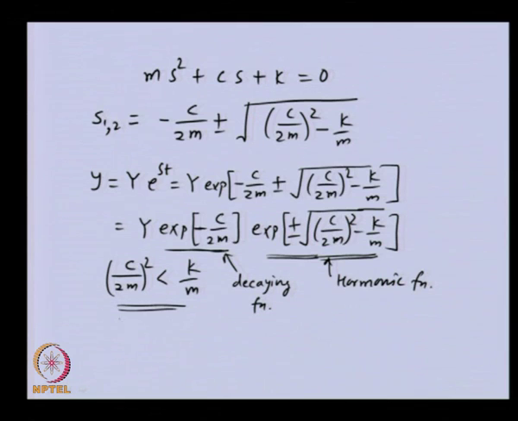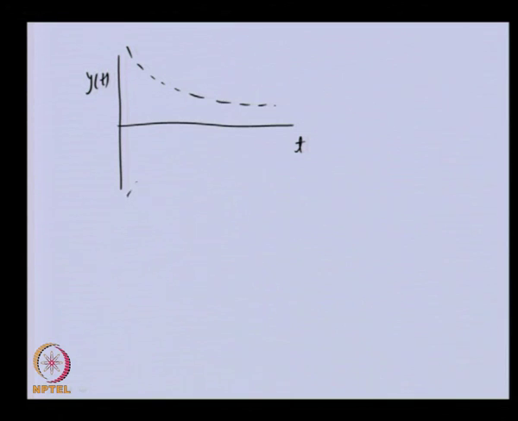And for this particular case we call it an underdamped system, which is generally the case, and for this particular case, let us see how the y will vary. For an underdamped system, if we want to plot y t with respect to time, the decaying function, which is the first term, will be of this form, and depending upon the initial condition, we will be having the free vibration like this.